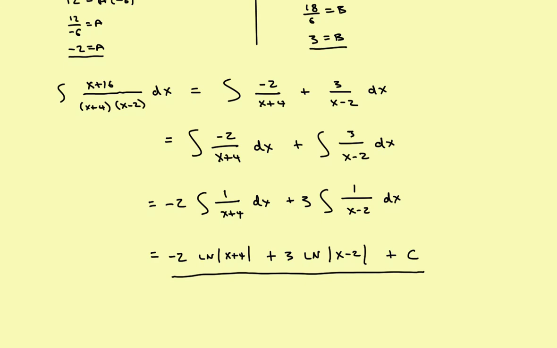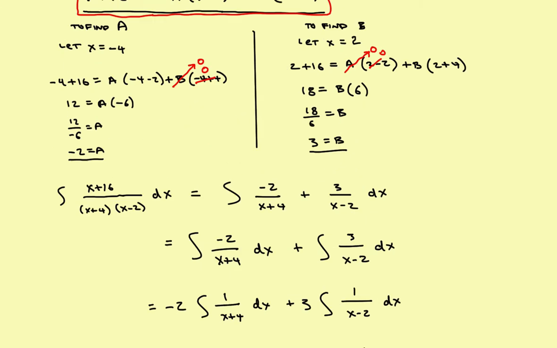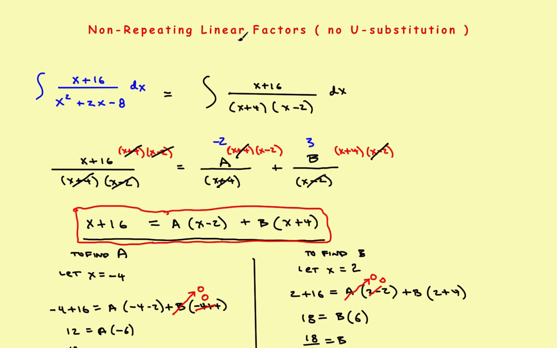Now this problem, and I'll go back up at the top one last time, had linear factors, none of which repeated. They were distinct linear factors, and no u substitution. Now, in the next videos, we'll look at problems that have repeating linear factors and involve u substitution. So the problems get a little bit trickier, but it'll be more or less the same process.